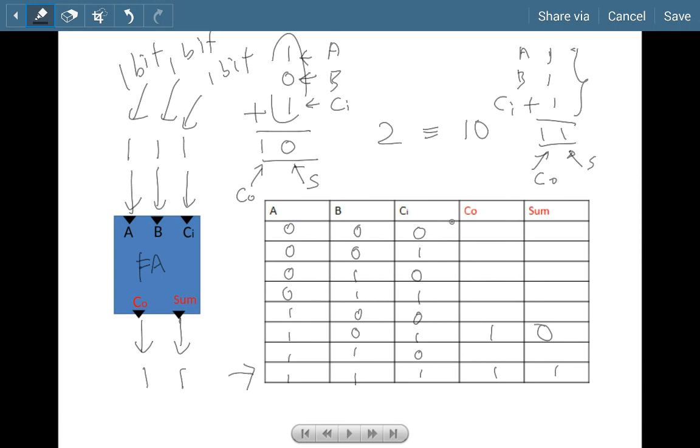0 plus 0 plus 0, sum is a 0, carry is a 0. 0 plus 0 plus 1, sum is a 1, carry is 0, and so on. 0 plus 1 plus 0. 0 plus 1 plus 1, answer is a 2, so it's 1, 0. 1 plus 0 plus 0, answer is a 1. 1 plus 1 plus 0, answer is a 2, so the answer is 1, 0. And here you've got the truth table.